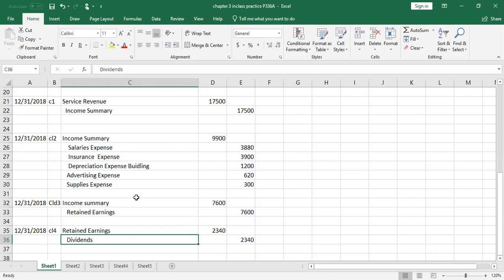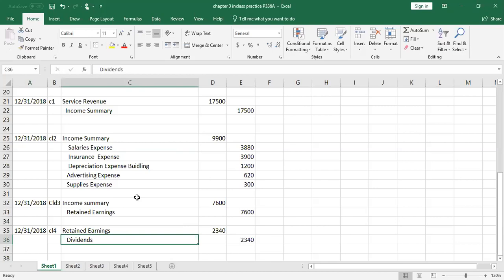Now, dividends are zero balance, revenue zero balance, all of your expenses are a zero balance. That income summary account has a zero. But retained earnings has a credit in it of $7,600 and a debit of $23.40, so I'll subtract those. And I'm getting a credit balance of $52.60.